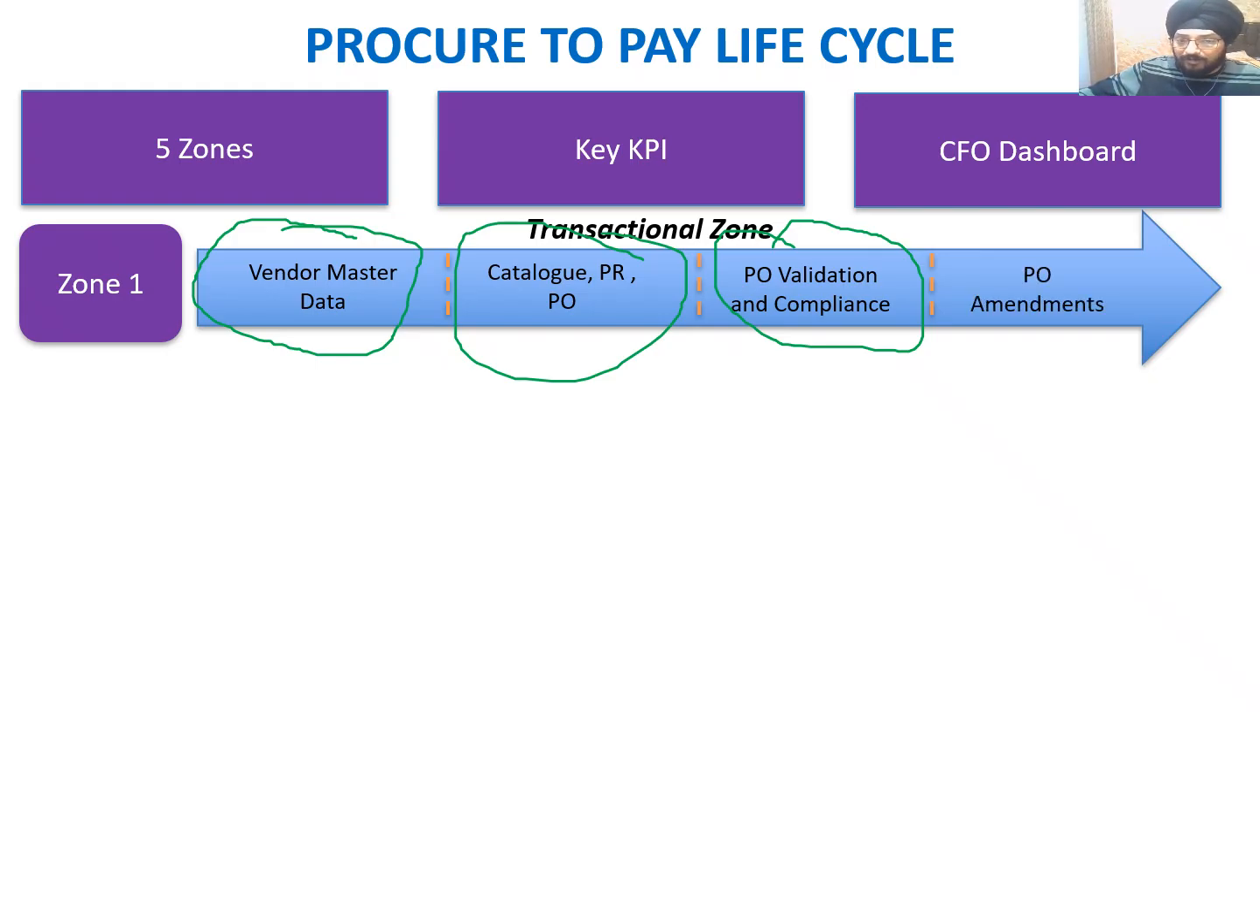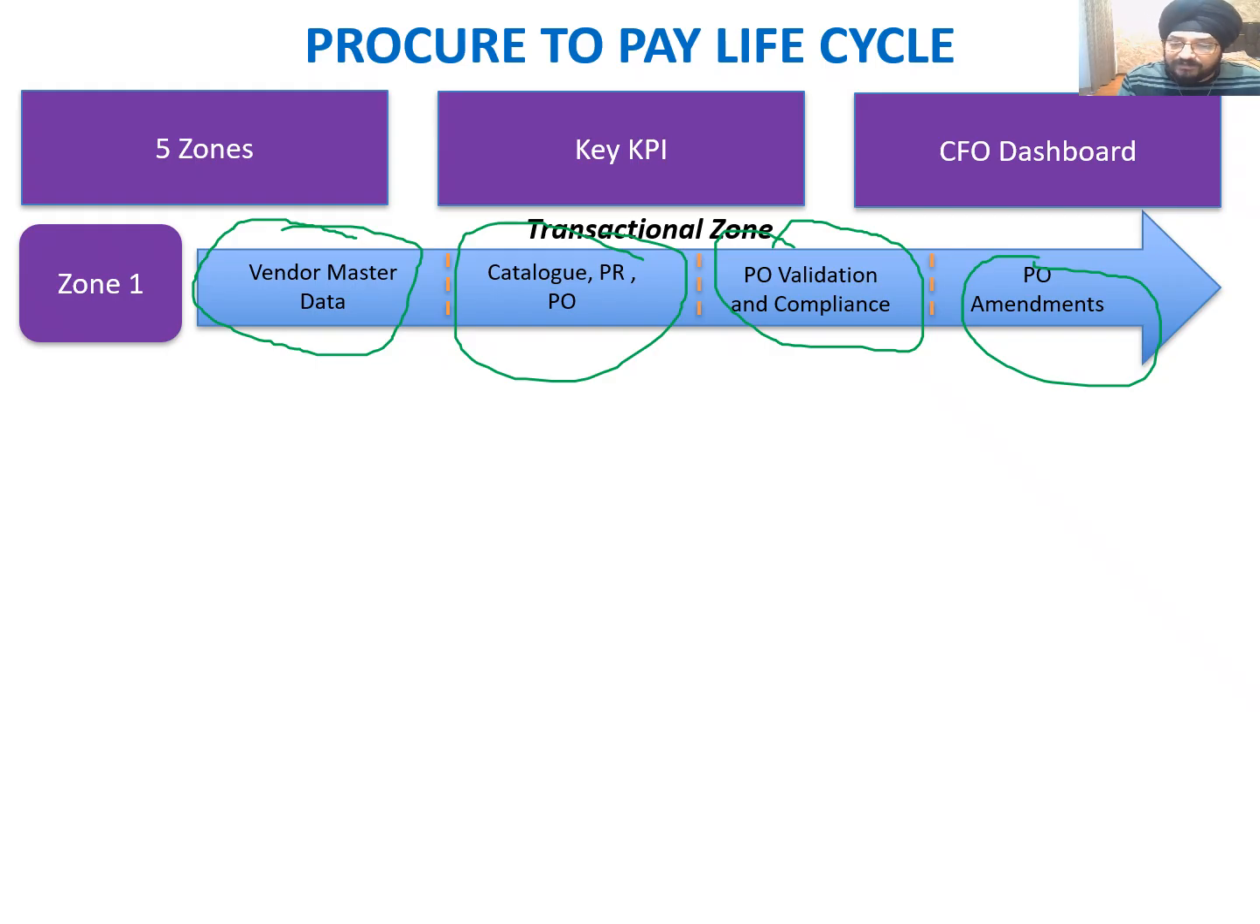And then PO amendment. So all these processes wherein we have, let's say, released the PO, but we find that we need to do some amendments in the PO. It can be the ship to address, bill to address, some change in the quantity, some changes in the price and terms and conditions.